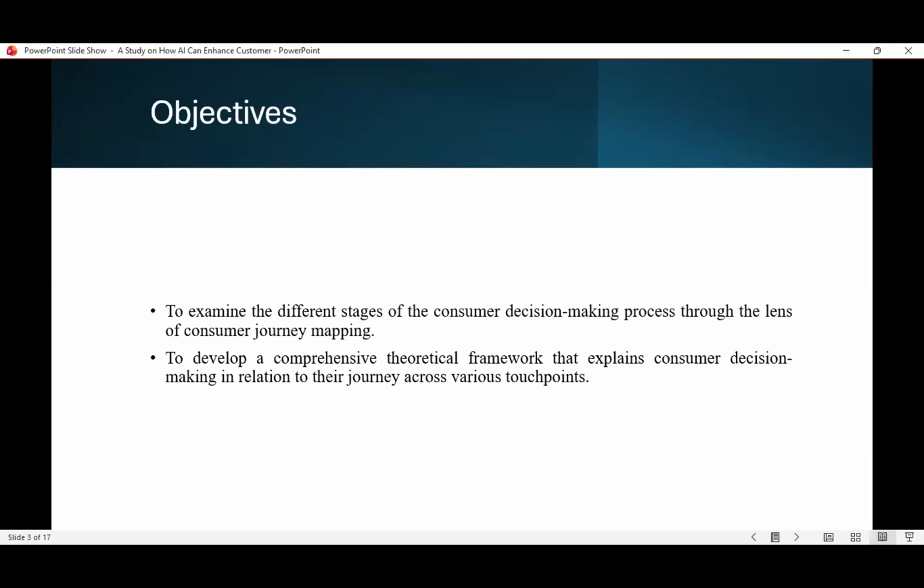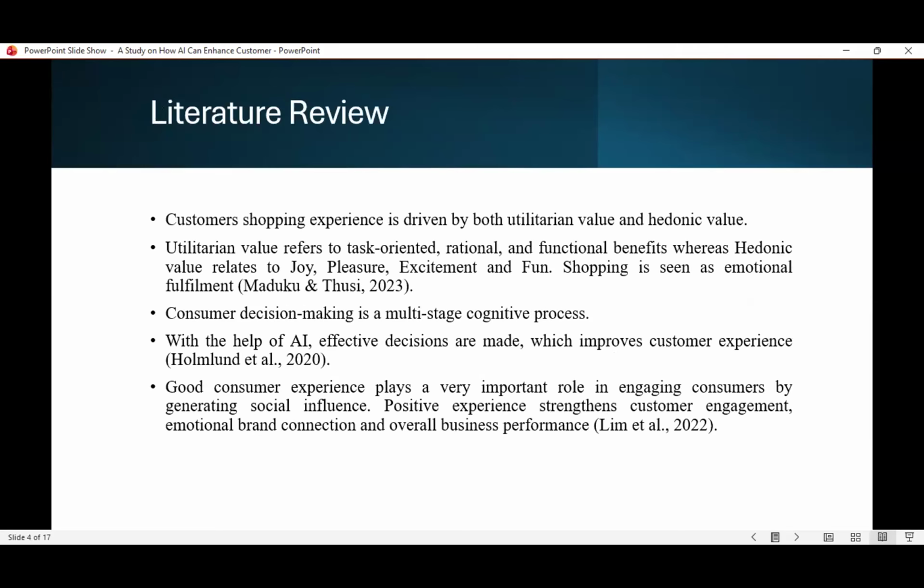Now, the objective of our study is to examine the different stages of the consumer decision making process through consumer journey mapping, and to develop a comprehensive theoretical framework that explains consumer decision making in relation to their journey across various touch points. Moving on to the literature review part.